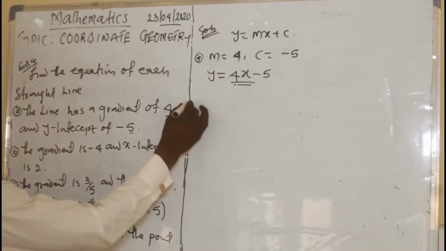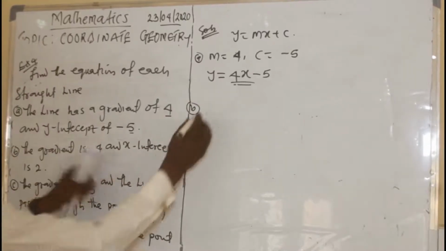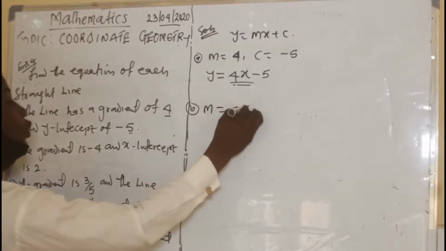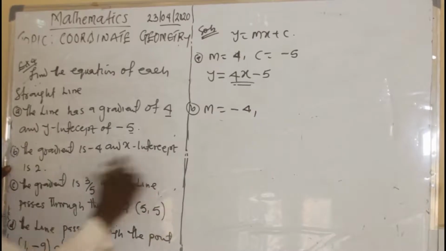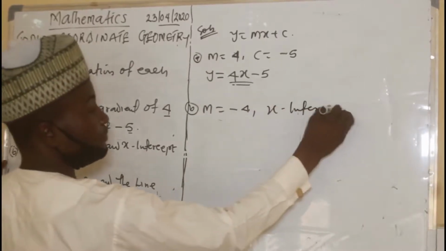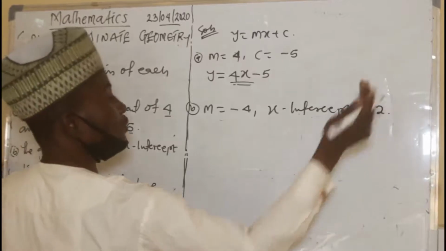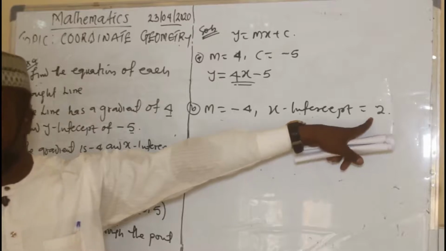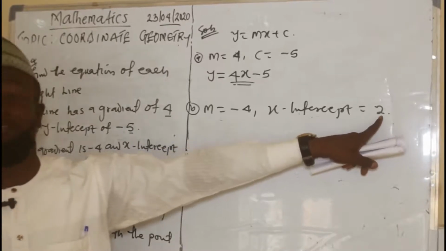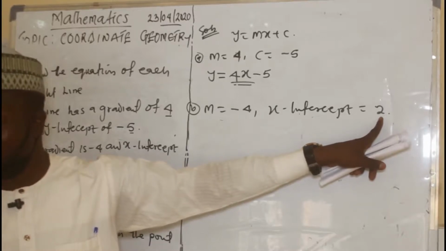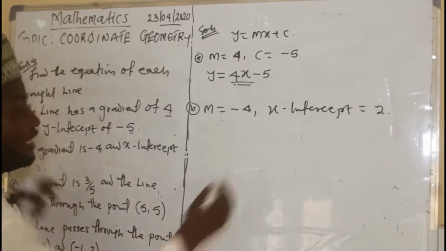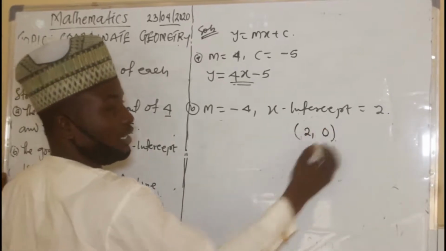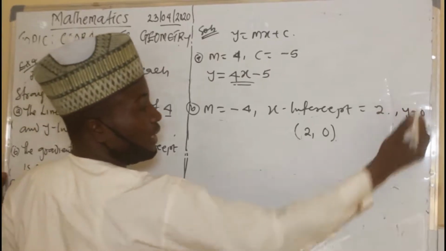Good. So B, find the equation of a straight line if the gradient m is equal to -4 and the x-intercept is equal to 2. If the x-intercept is equal to 2, what does that mean? We stated the example of how to find the x-intercept. It means y is equal to 0. That is the point of the x-intercept. So the point is x is 2, and what is our y? 0, because the x-intercept is where y is equal to 0.